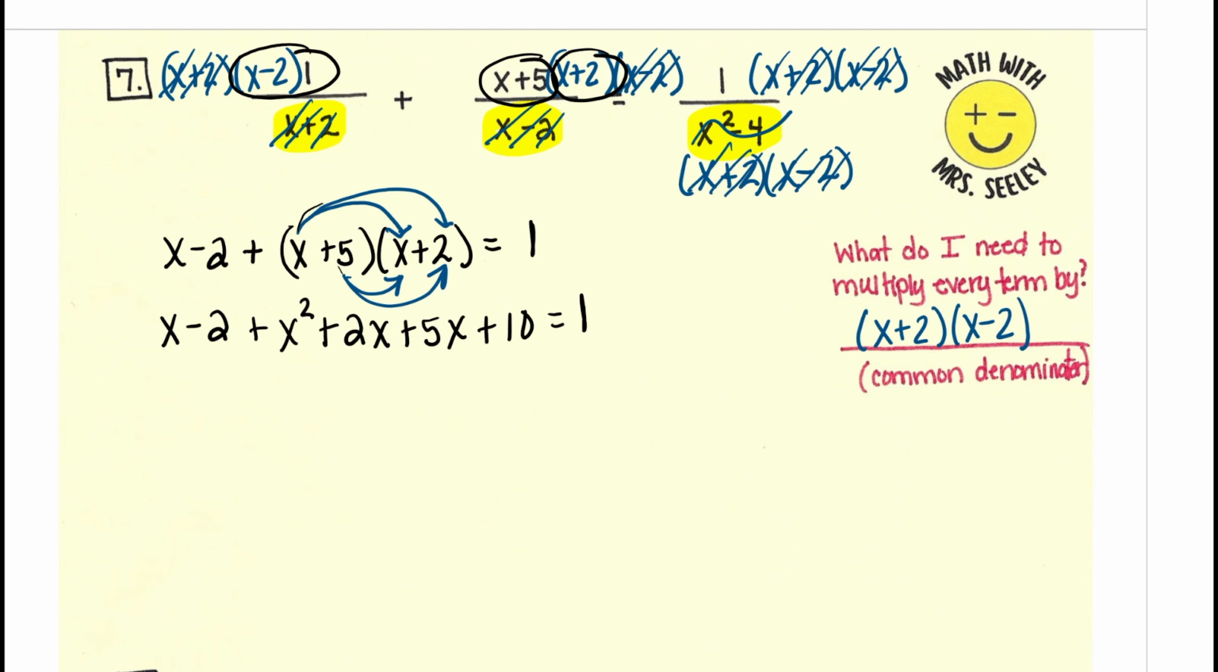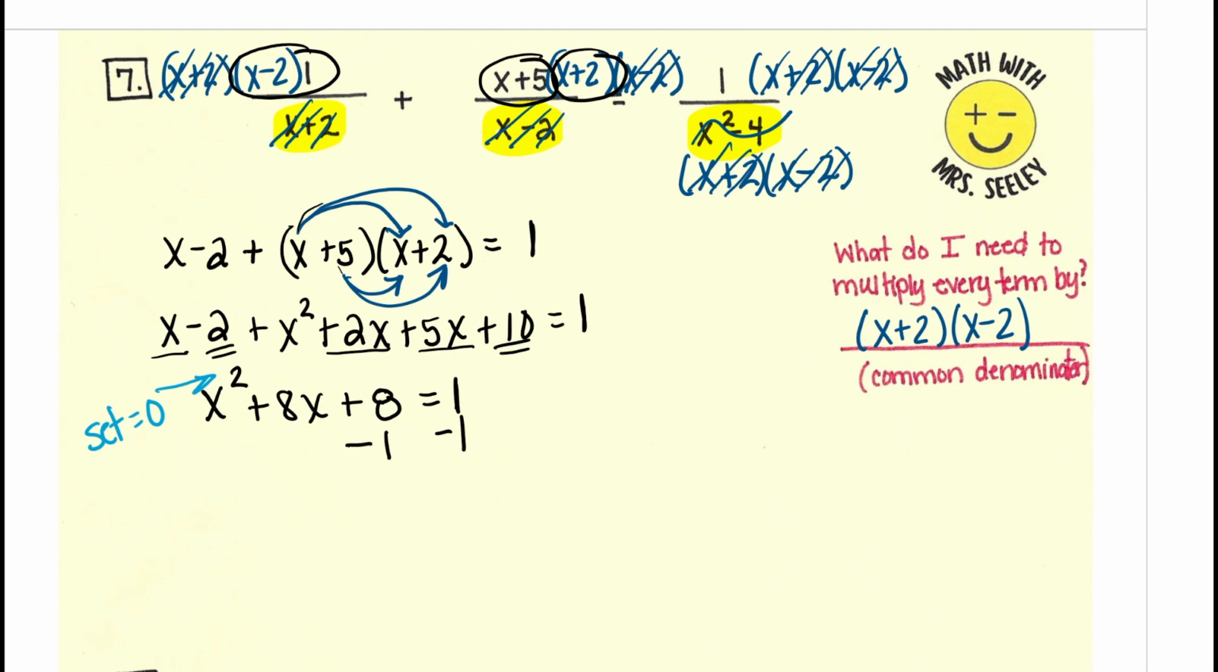All right, collect your like terms. I have an x squared. Then I have an x, a 2x, and a 5x. That's going to give me 8x. And then my numbers, I have a negative 2 and a positive 10, which is a positive 8, is equal to 1. All right, because this is a quadratic or a second degree equation, we need to set it equal to 0 and try to factor. So subtract your 1 over, come over here and find his friend, his like term, and I have x squared plus 8x plus 7 is equal to 0.